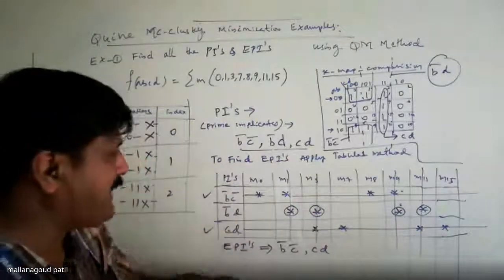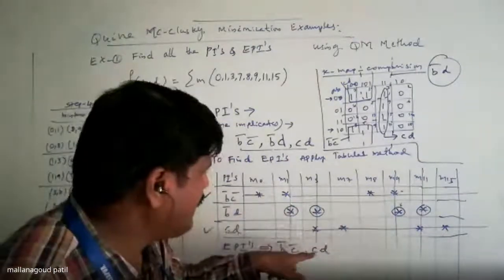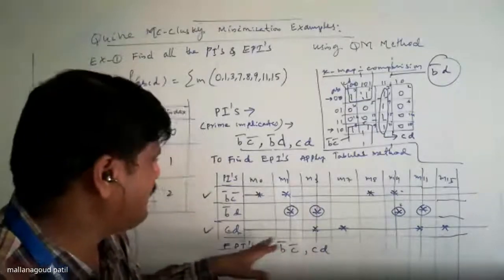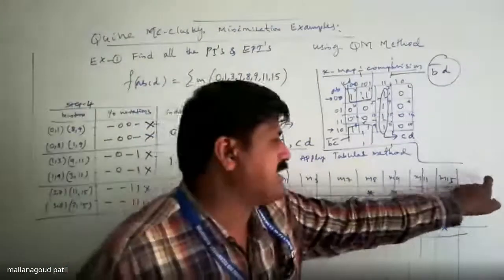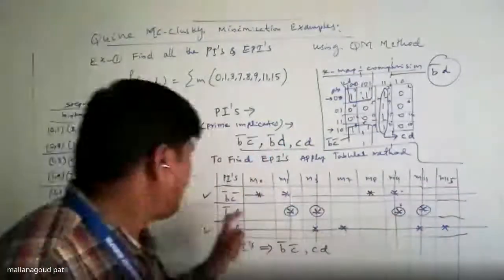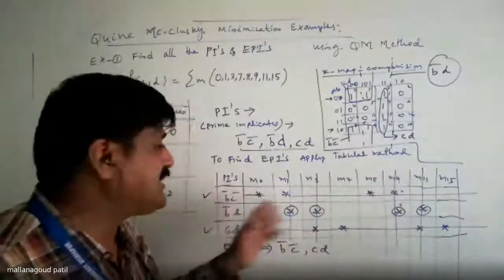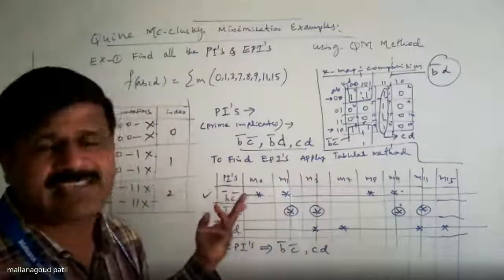Take one more example here. Suppose somewhere this B bar D is not covering, take one example. One more is there here, 0. B bar D is only for that which is not covered by the others. At that time, all are the essential prime implicates.